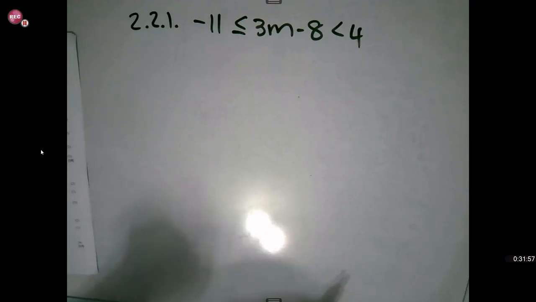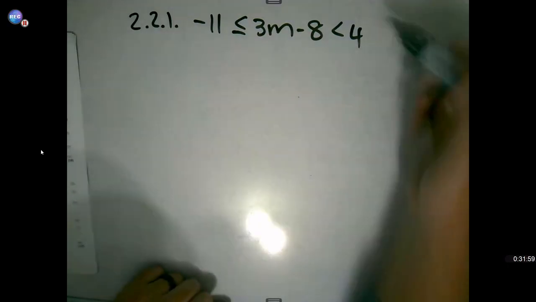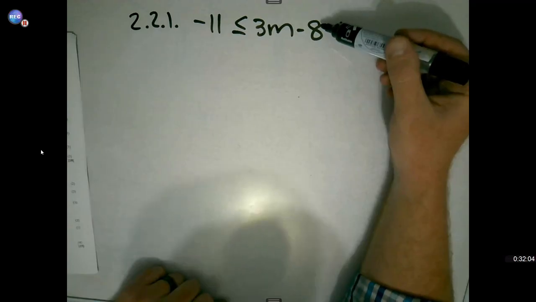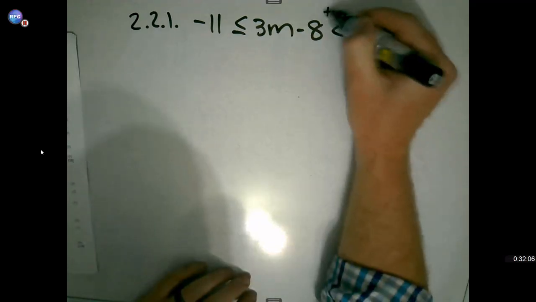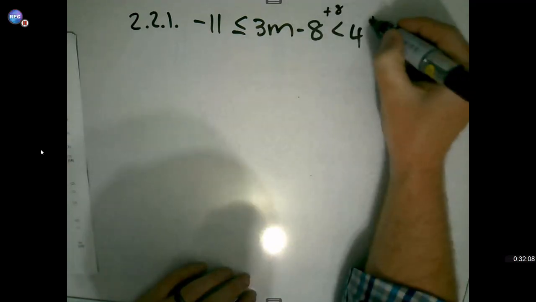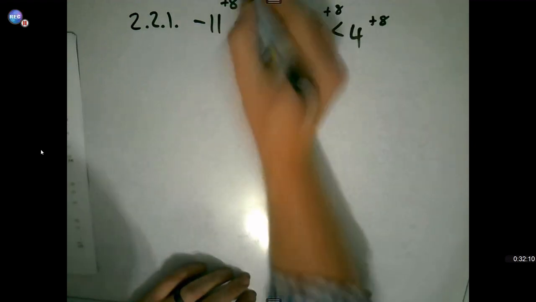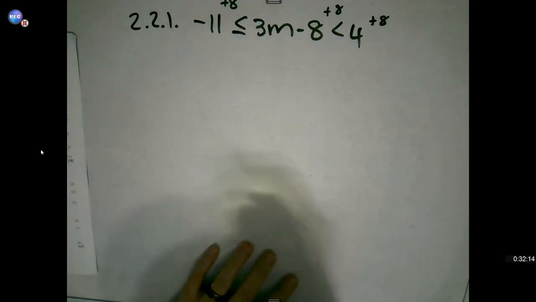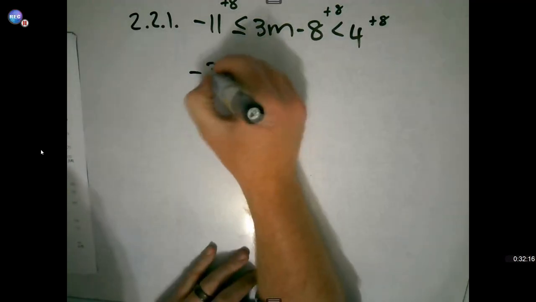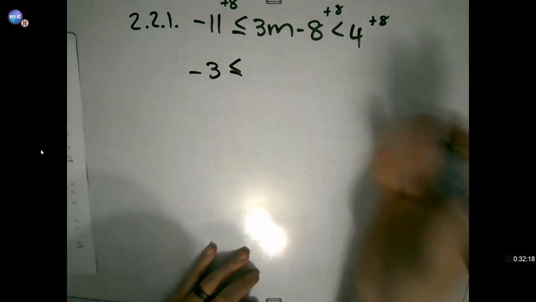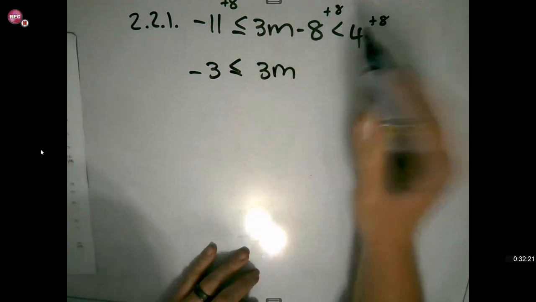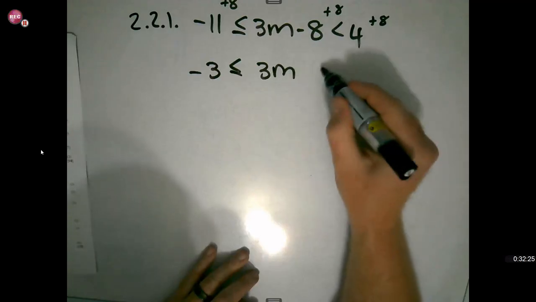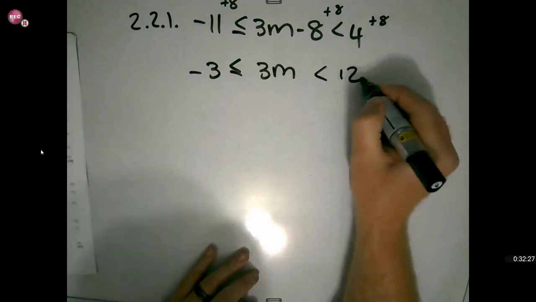Okay? So, first things first, I need to get rid of the 8, which means I need to add 8. So I add 8 there, but what I do there, I need to do here, and on the left side of the inequality as well. So negative 11 plus 8 gives me negative 3. Signs stay exactly as they were, but now I eliminate the negative 8. 3m is left, 4 plus 8 is 12.